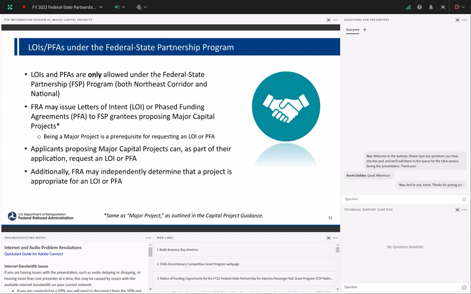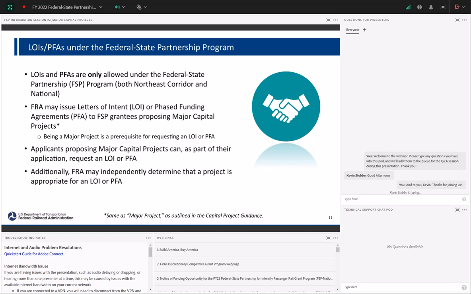So LOIs and PFAs, as Ryan mentioned earlier, are new features under the Fed-State Partnership, or FSP, program. Both the FSP NEC, Northeast Corridor, and FSP National programs make use of these new tools, but only under FSP. So I just wanted to clarify that.